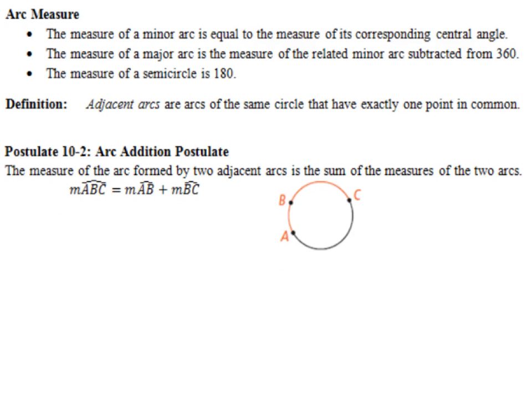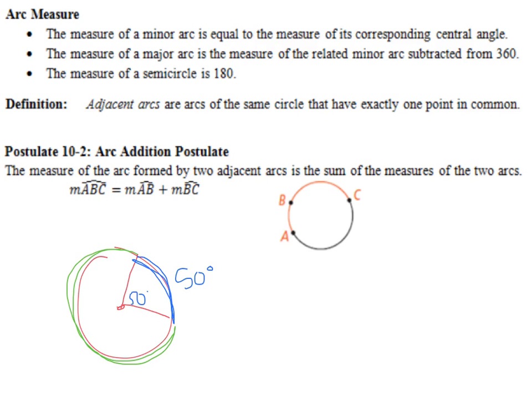When I'm dealing with measuring, a minor arc is equal to its corresponding central angle. So if I have my central angle right here and I know that this is 50 degrees, this arc right here is also going to be 50 degrees. A major arc is found by subtracting the related minor arc from 360. So if I want to know what this major arc is, I would do 360 minus 50, because I'm getting rid of this minor arc. So this arc would be 310. And a semicircle is always going to be 180.